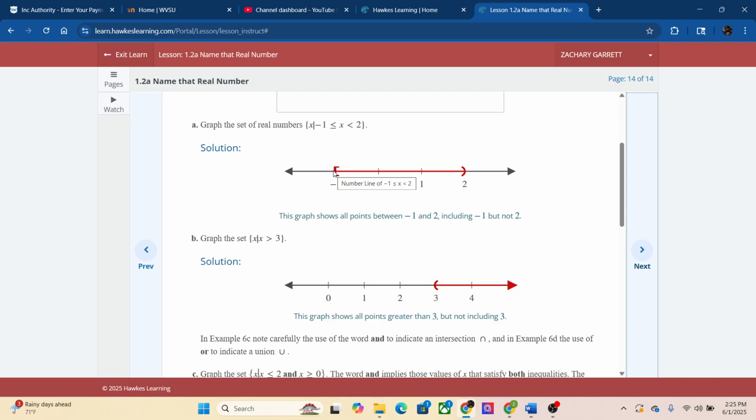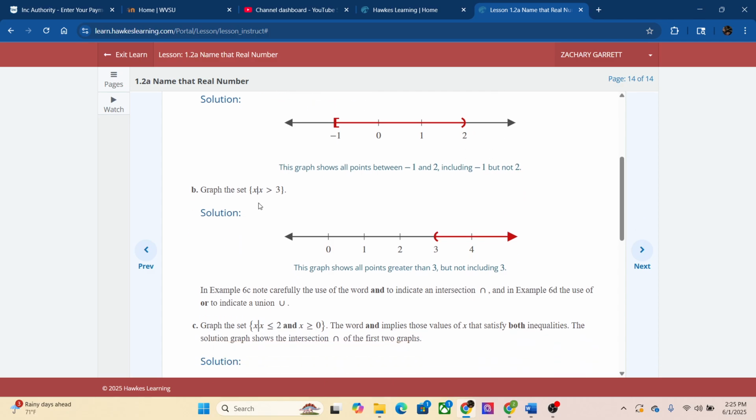So we have the negative 1, because x here is greater than or equal to negative 1. That means the negative 1 is included in this. Then x is less than 2, so the 2 is not included here. The next number would be 1.99. That number is included, but 2 is not included.